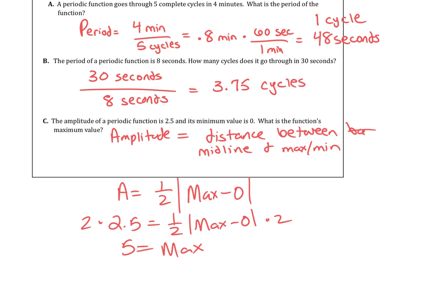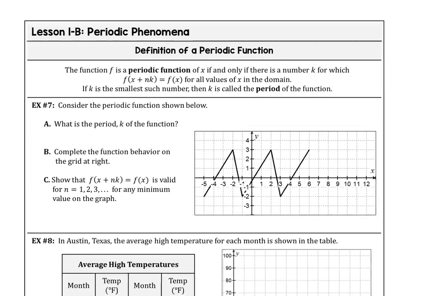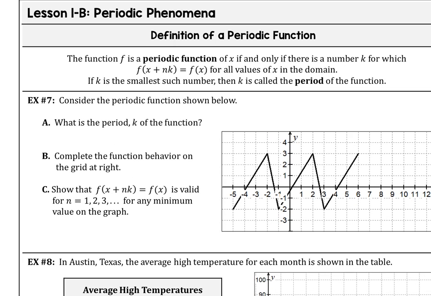Alright, so looking at 1b here, we've already talked about the definition of a periodic function, where the y values repeat. We're going to generalize this into function form. A function f is a periodic function of x if and only if, and that's key, if and only if, there's a number k for which f of x plus n times k equals the original f of x function. And a lot of you see that and you're like, what the heck does that mean? We're going to break down some problems here. The important thing to remember when you're doing these is that the value of k is your period.